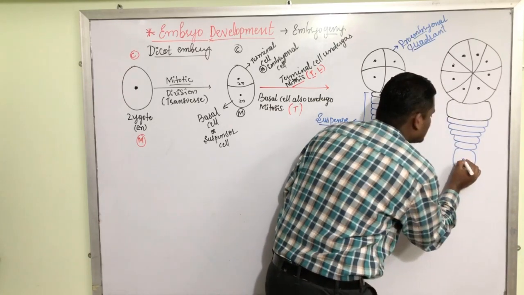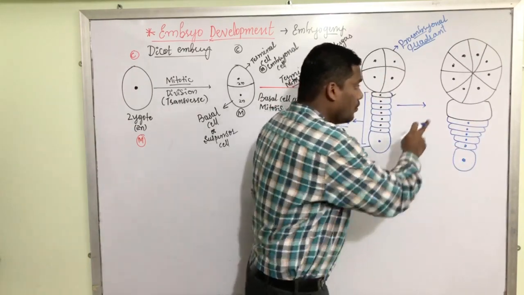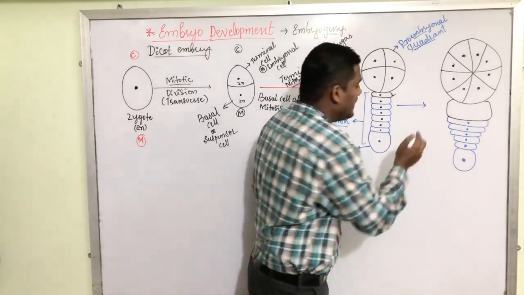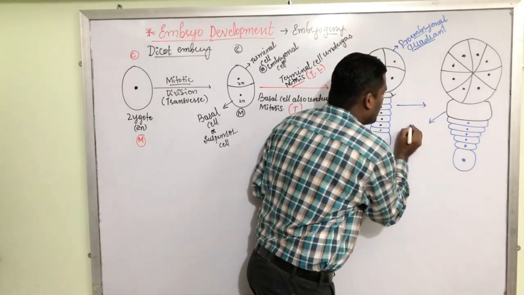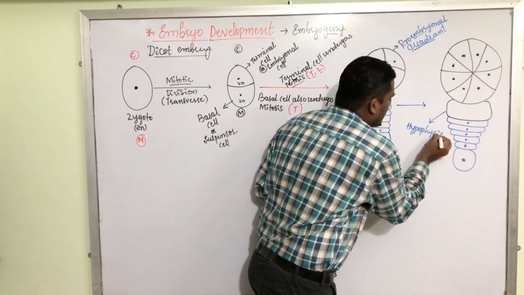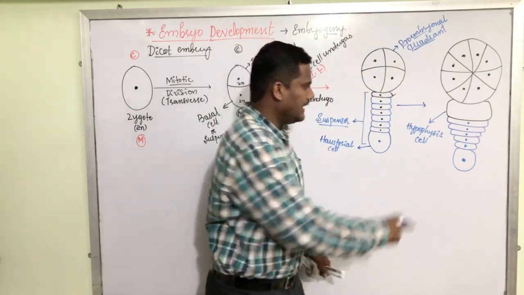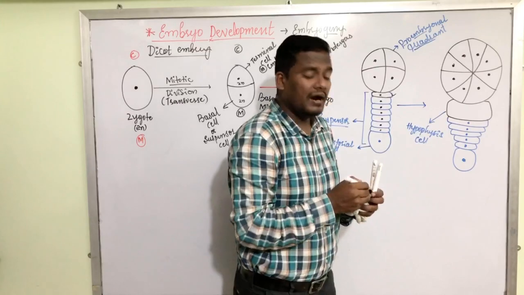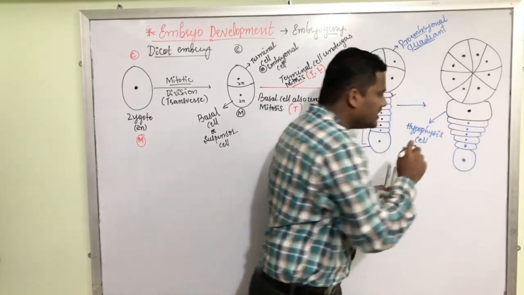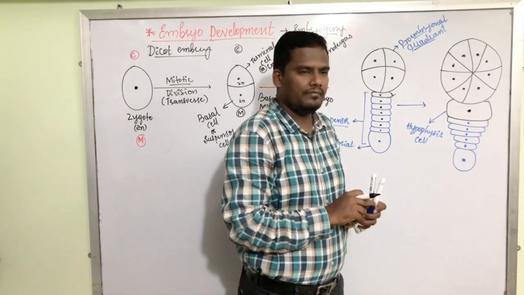This is the haustorial cell, and all these cells are the suspensor cells, whereas the cell which has increased in its size is called the hypophysis. This is the hypophysis cell. It is a suspensor cell only, but it has increased in its size. That is why it has been given a particular name, hypophysis cell.